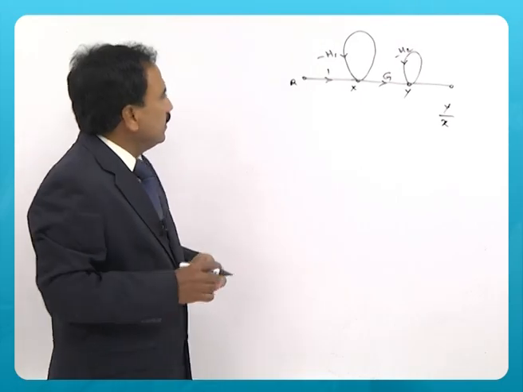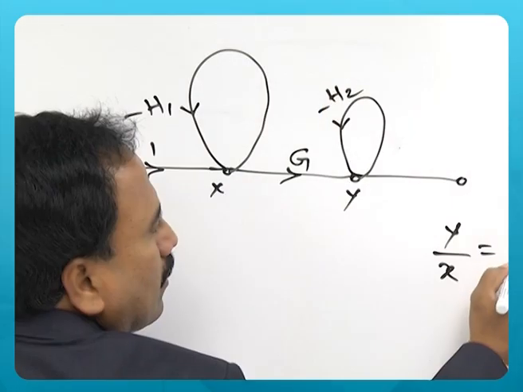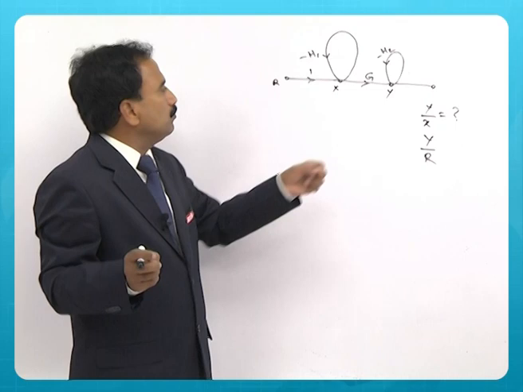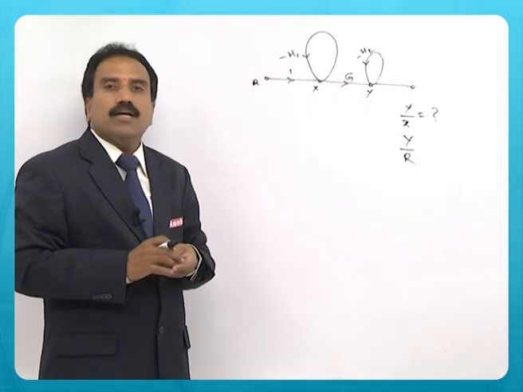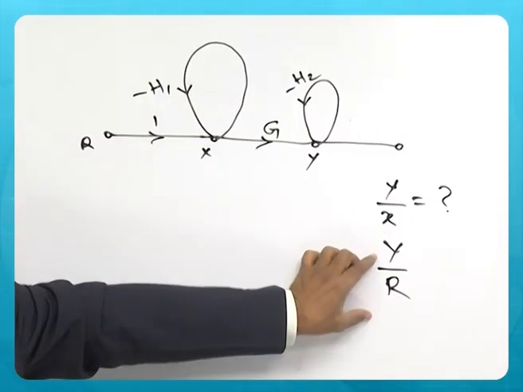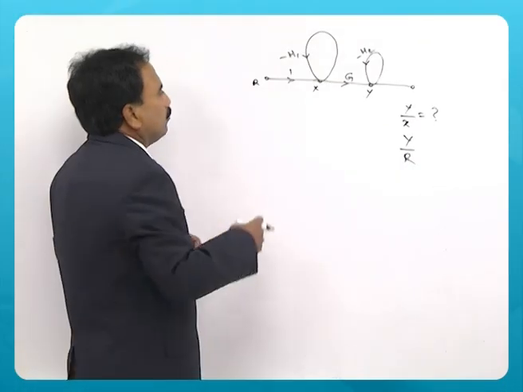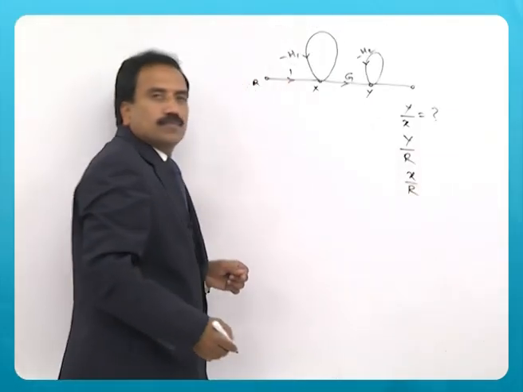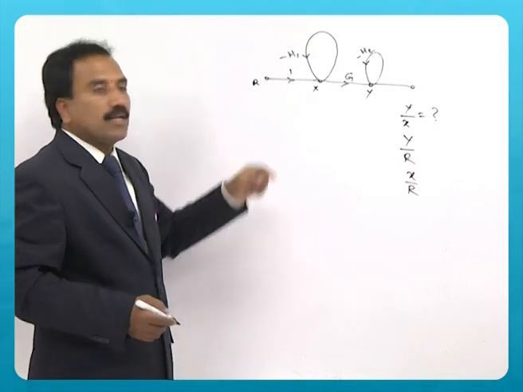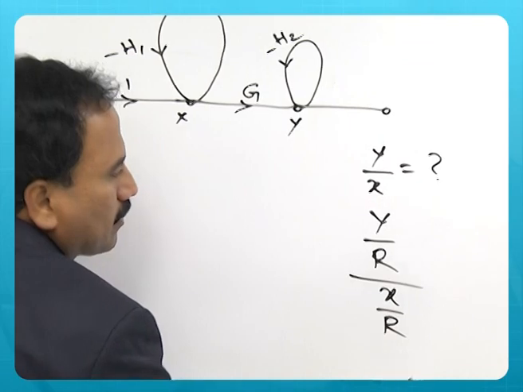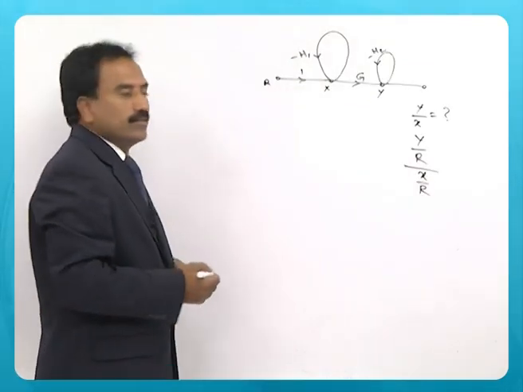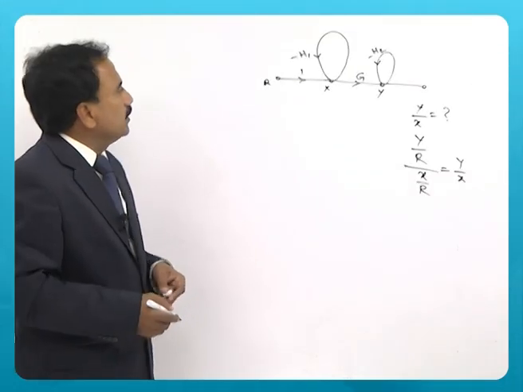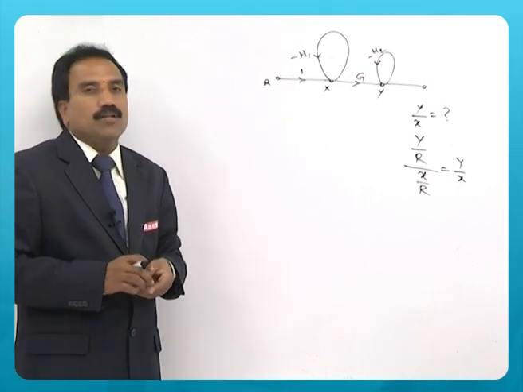So what you have to do here is find out y by r, that is the overall gain, assuming y as output and r as input. You can find out this gain using Mason's gain formula. Then you find out x by r, assuming x as output and r as input, and then you divide y by r by x by r, and it will lead to y by x. So that way you need to solve this particular problem.